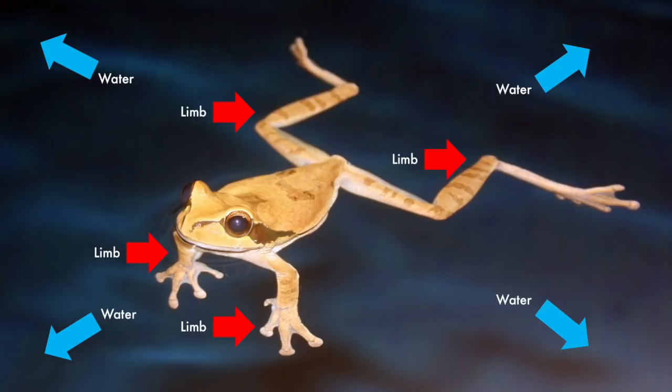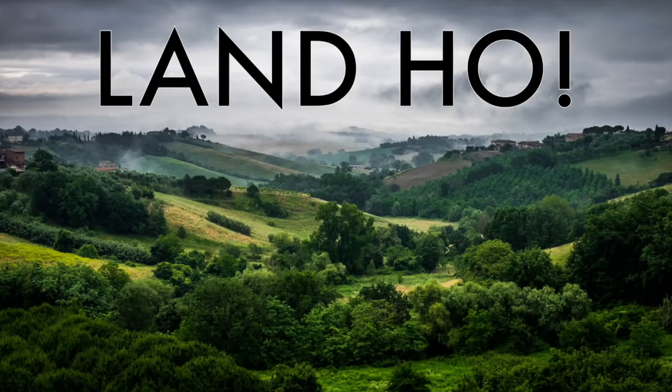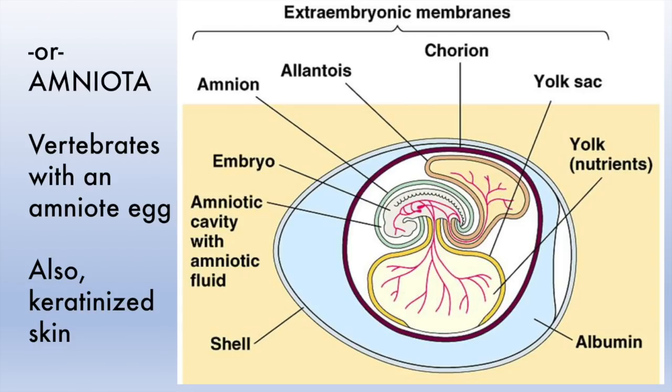So, the next big leap forward in the evolution of vertebrates was the ability to live on land. Not just live on land, but also to reproduce on land. How did they do it? The main synapomorphy of land-dwelling vertebrates was the advent of an amniote egg. An egg that had a membrane called an amnion that was capable of maintaining a stable liquid environment for the developing embryo.